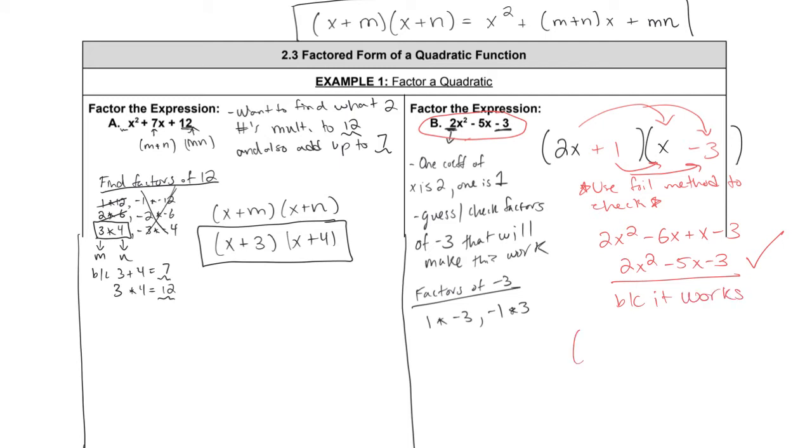Our factored form is 2x plus 1 times x minus 3. Okay. All right, so I'm going to have you try these ones on your own. Then we'll go through them. So if you want to pause it now, we'll go through them after.